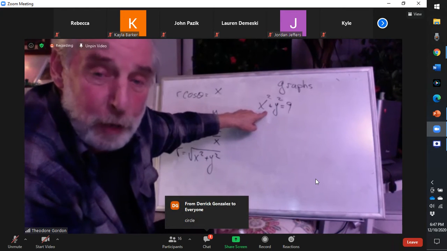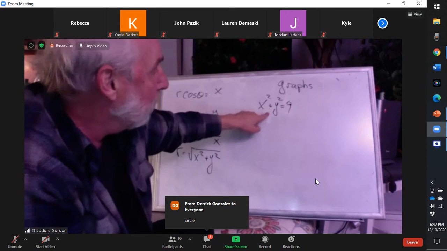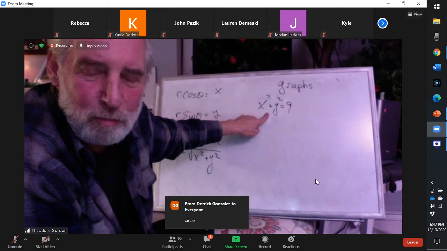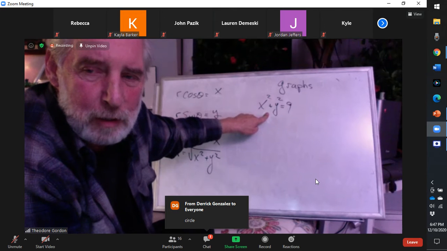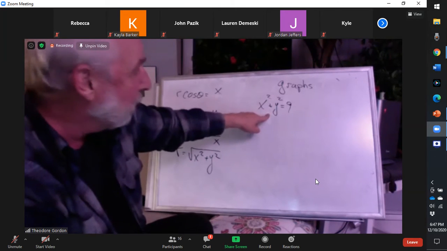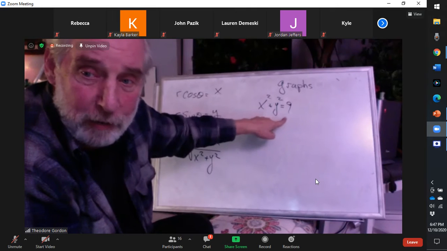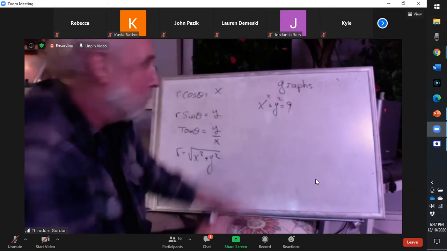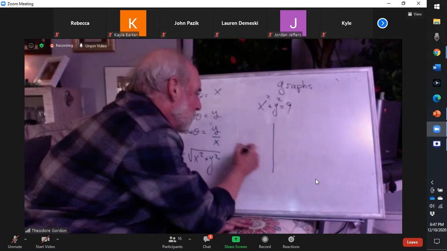Yeah, Pythagorean theorem has to do with circles, right? So it looks like a circle. Can you be a little more specific? Center 0, 0, and radius 3. Nice. This is a circle centered at the origin and the radius is 3. X squared plus y squared equals r squared. Great. So that looks like this.